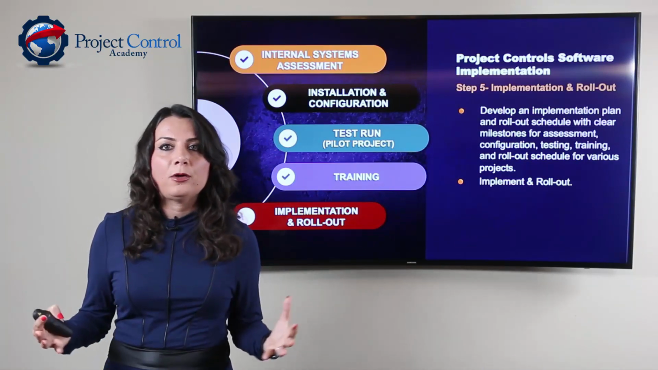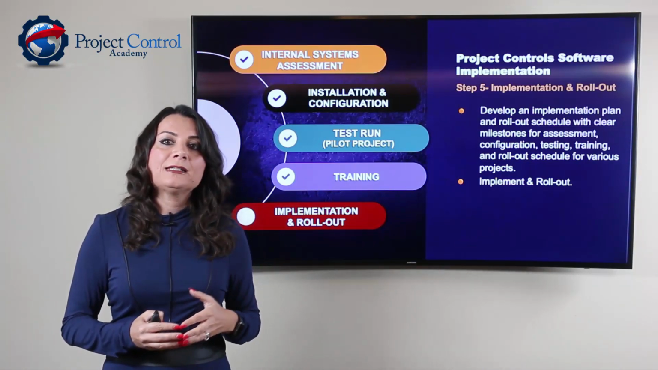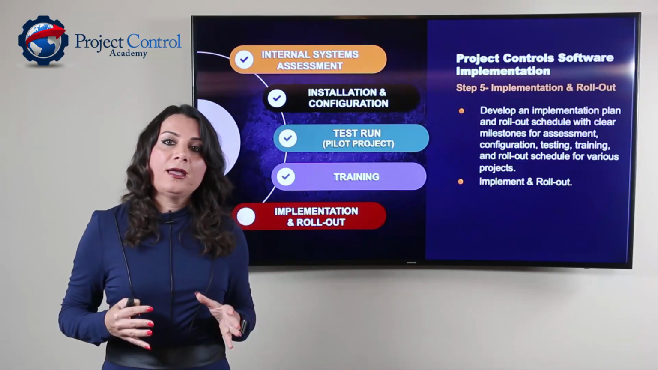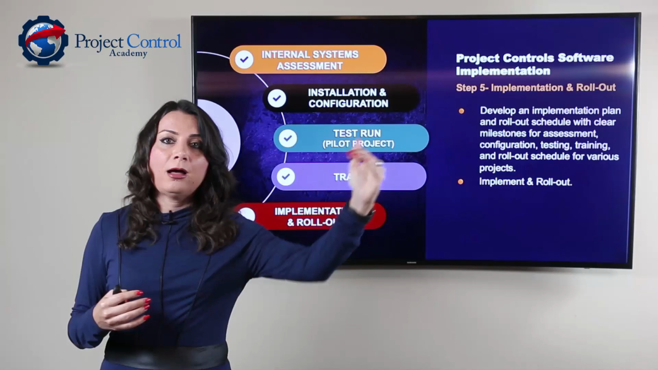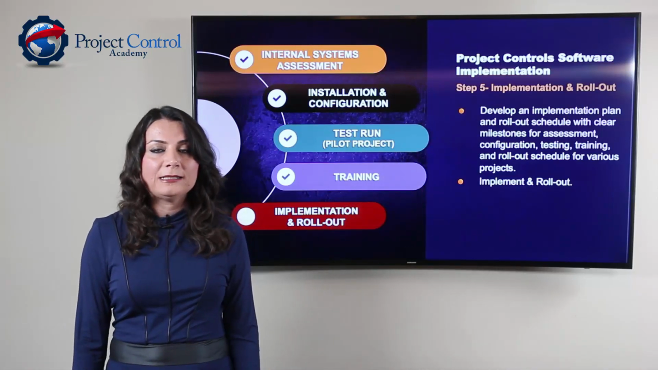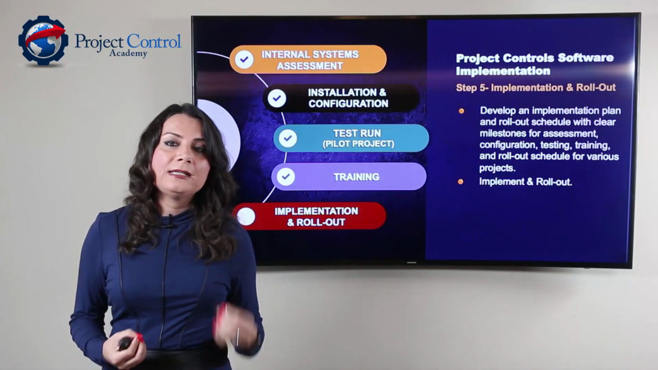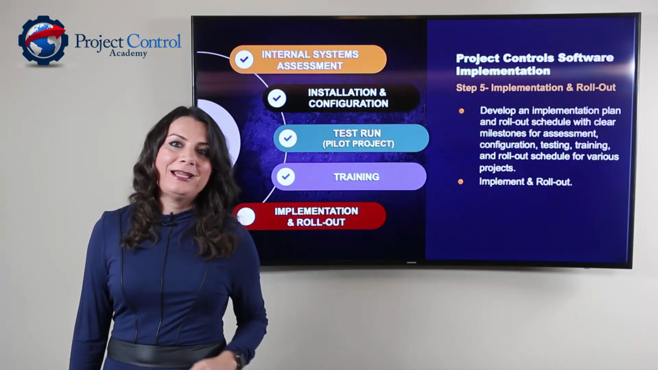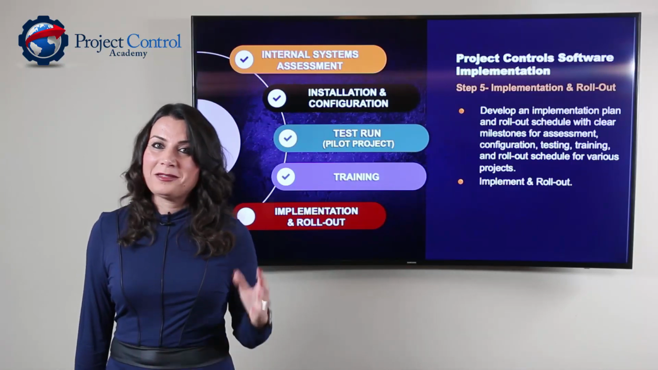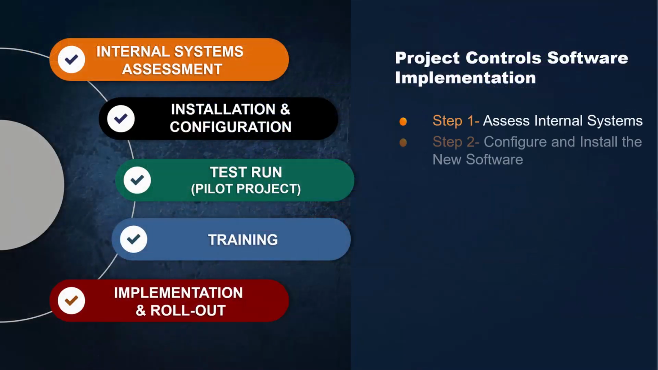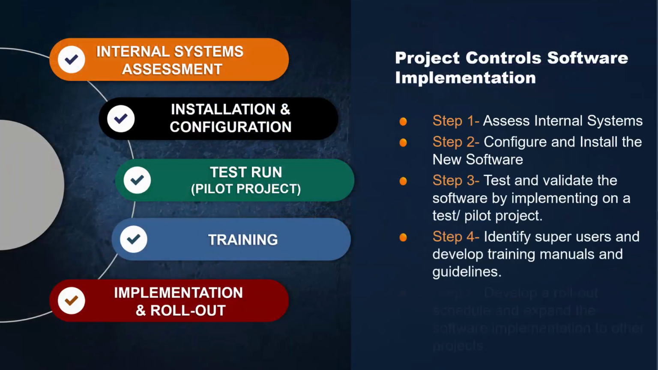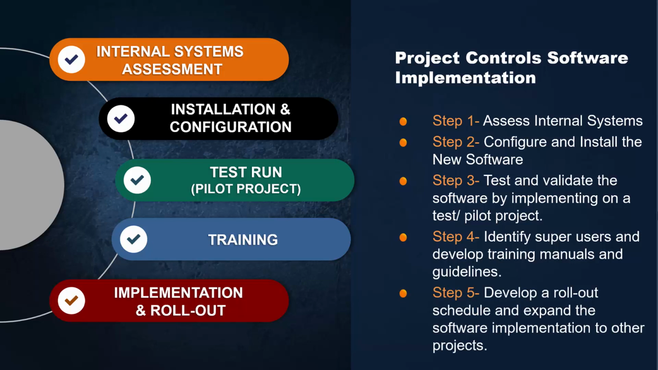And again, I don't know about your rollout plan. It can be a slow transition, starting with a pilot project and then a couple more projects until you roll it out to the entire organization. However you want to proceed, make sure that you have a plan in place and then do the rollout. So here you go. That's the 5-step process that you need to follow in order to have an effective implementation of project control software for your organization.